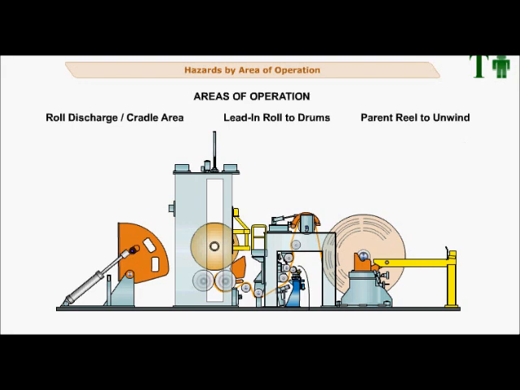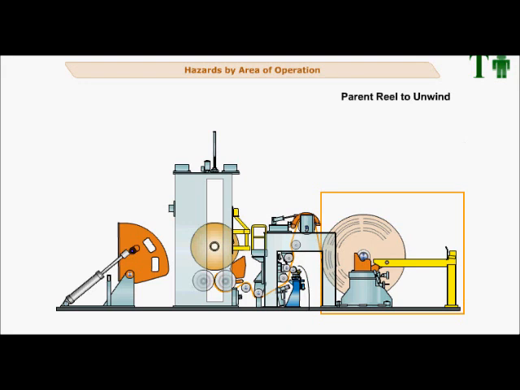These areas are the parent reel through the unwind portion of the winder. This would include, but is not limited to, the broke holes, reel rails and spools, as well as the process of chucking up the parent reel.